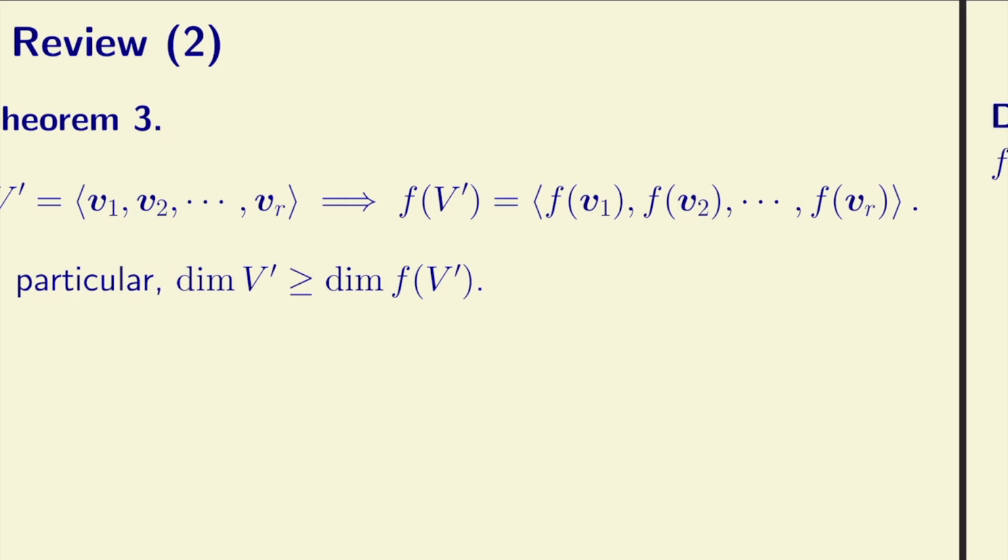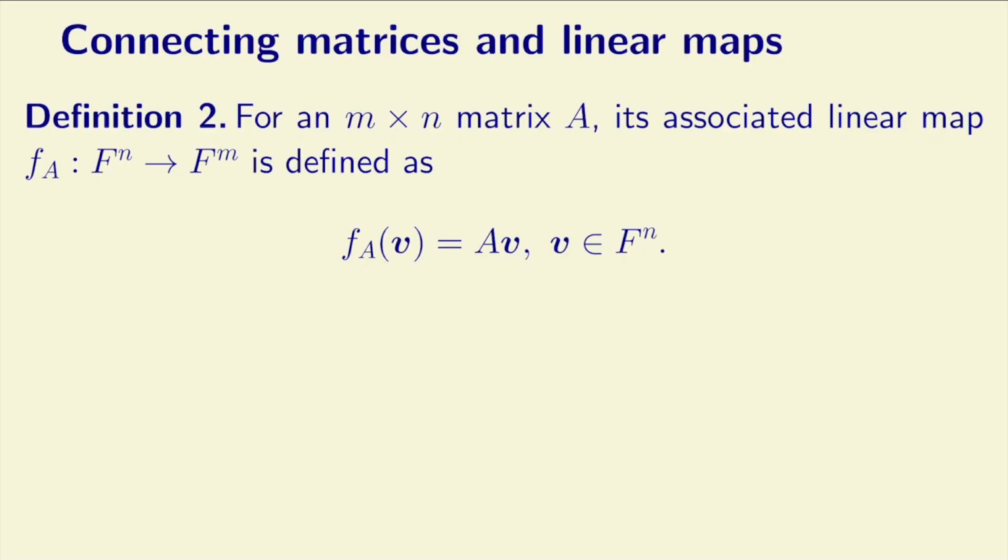This next part, connecting matrices and linear maps, is where it all comes together. Definition 2 defines the linear map associated with a matrix, F sub A. It says F sub A of V is just the matrix A multiplied by the vector V. This is what we've been doing all along, right? Thinking of a matrix as a function that takes a vector and spits out a new one.